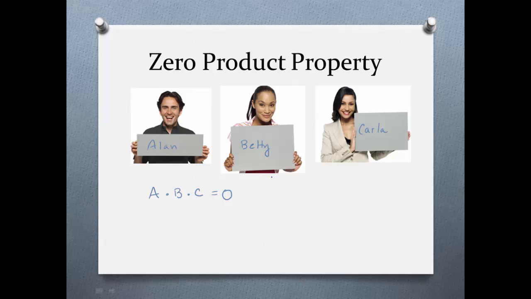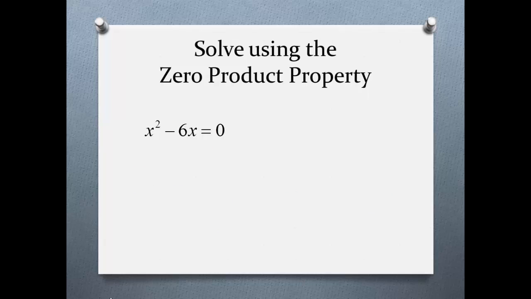So we say if a times b times c equals 0, then either a equals 0, or b equals 0, or c equals 0. And that idea is called the zero product property. And it's what we're going to use to solve equations when we have exponents bigger than 1. So let's take a look at an example.